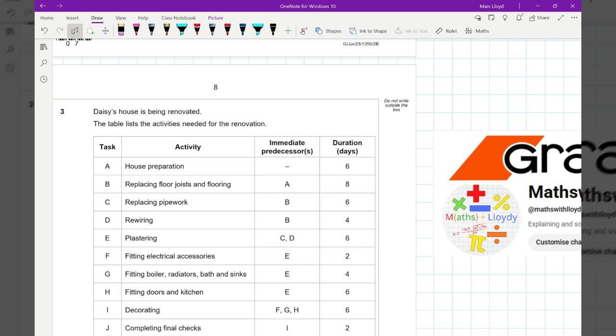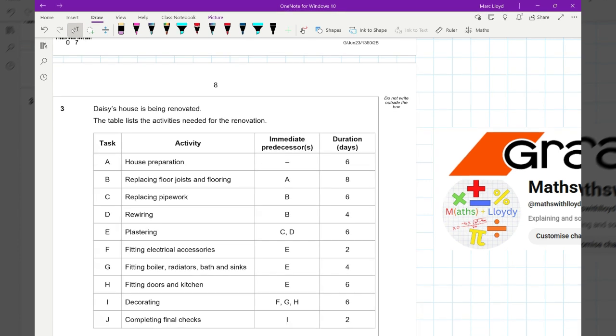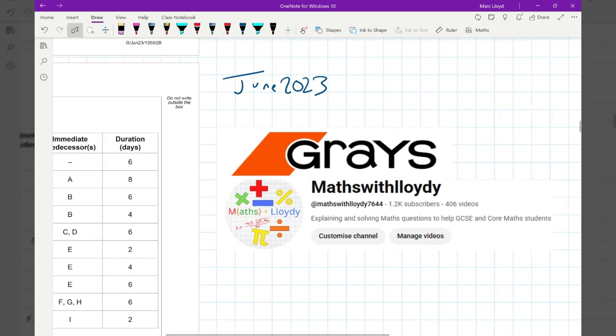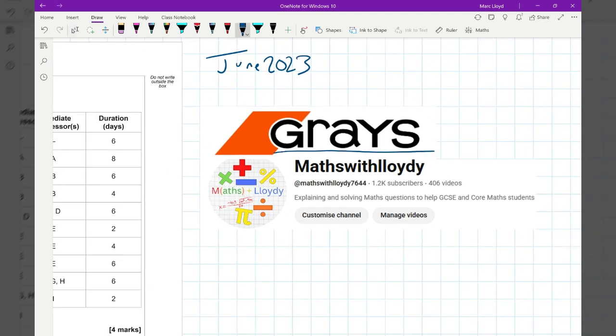Today we are looking at question 3 and we're on the June 2023 paper. Got my dog Harry Boy sat next to me. Sorry if you see someone walking past and has a good bark.